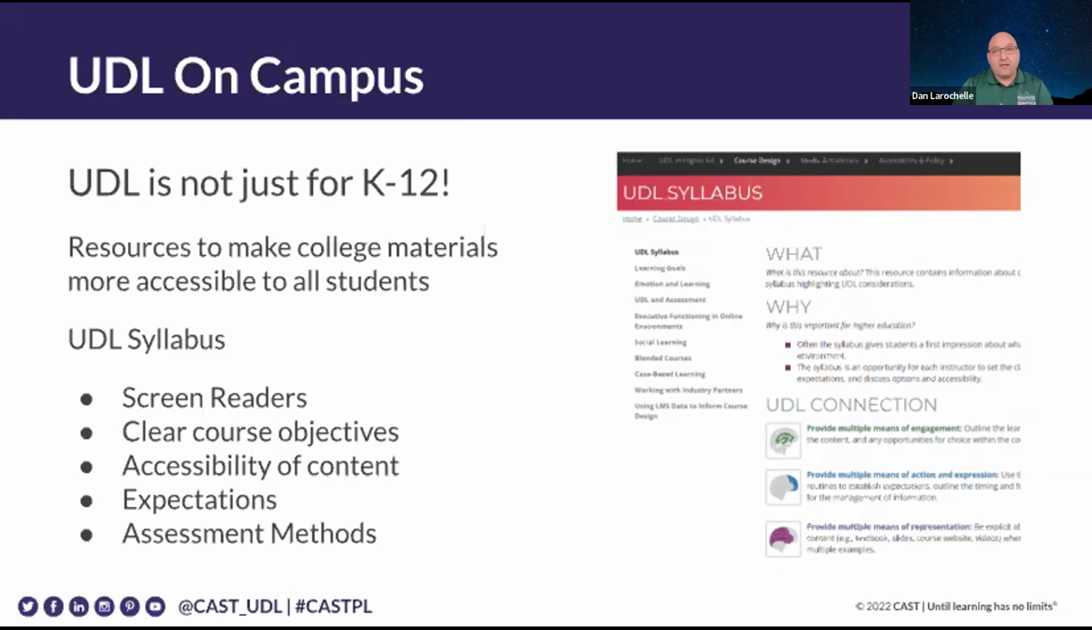It has some tips and tricks on how to use screen readers and how to make your course objectives really clear. We found that one page that's up there now, the UDL syllabus, is really about making sure that all the content on your syllabus is accessible, the expectations that you have are clear for the students, and basically how do you change your assessment methods so you can assess different students in different ways. So there's a lot of neat things that came from those tools.